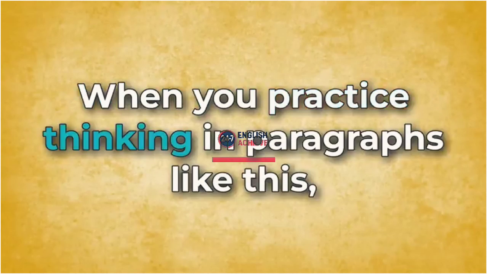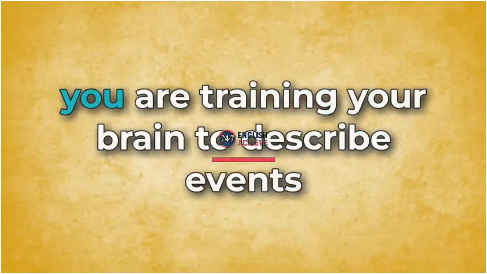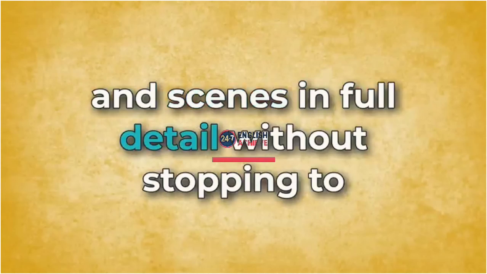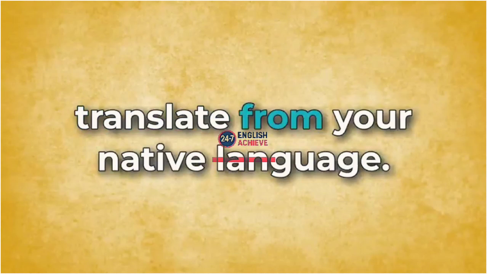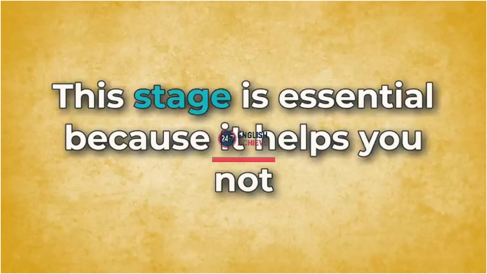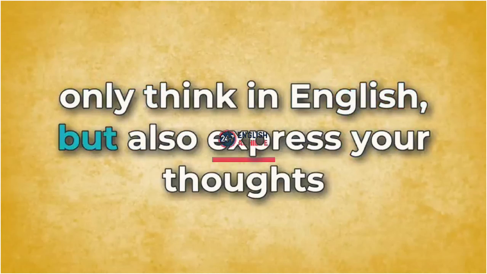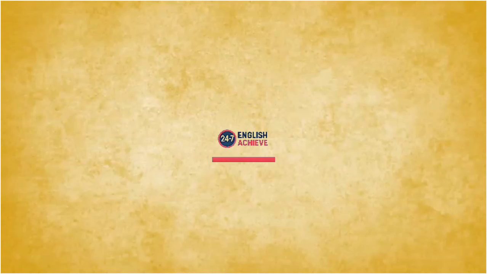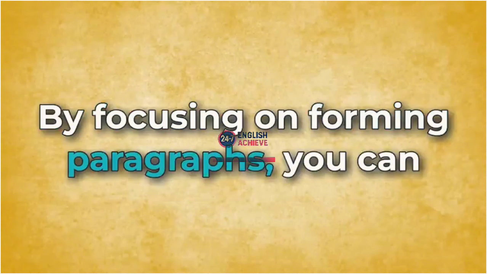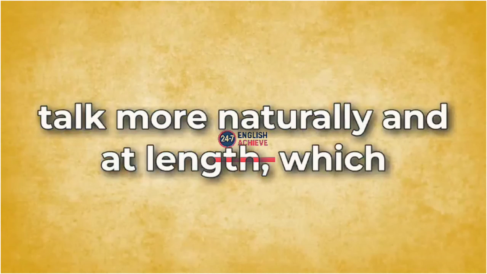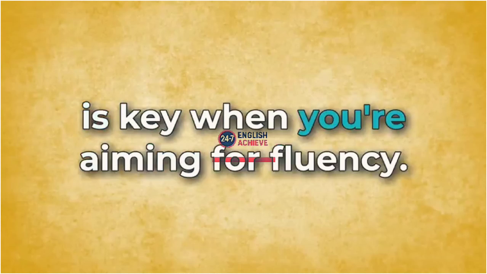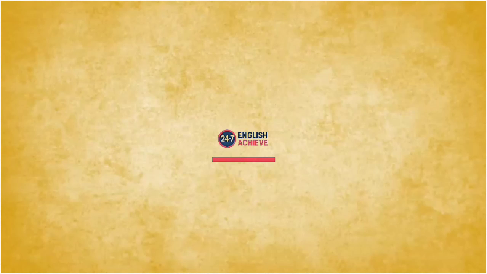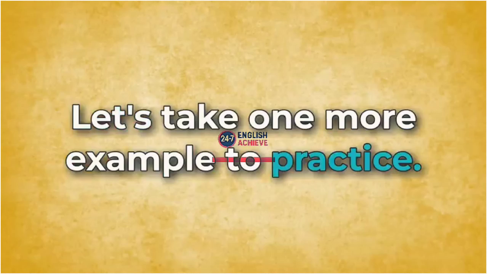When you practice thinking in paragraphs like this, you are training your brain to describe events and scenes in full detail without stopping to translate from your native language. This stage is essential because it helps you not only think in English, but also express your thoughts in a more coherent and fluent way. By focusing on forming paragraphs, you can talk more naturally and at length, which is key when you're aiming for fluency. Let's take one more example to practice.